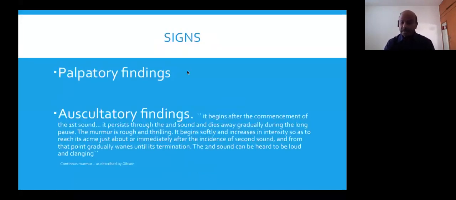Signs. Can you tell me the signs of a large shunt? What are the signs of a large ductal shunt? Yeah, hyperdynamic precordium, good. High volume bounding pulses, yes. Tachycardia.